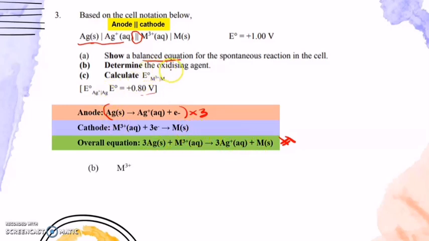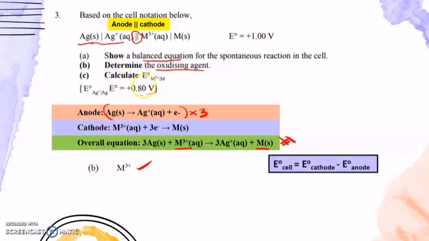The second one, determine the oxidizing agent. The oxidizing agent is the one that undergoes reduction. So from the overall equation, we can see that M3+ will undergo reduction to produce M. So M3+ is our oxidizing agent.